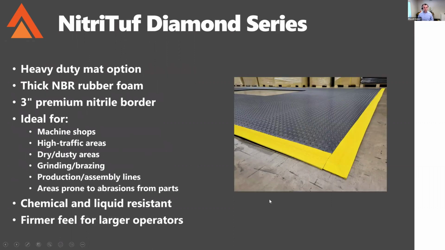Next up, the Nitrituf. So this is the diamond mat series. Great for heavy duty environments. It is a slightly thicker mat than the 101 series. It's 3/4 inch compared to the 5/8. It has the 3-inch premium nitrile borders applied as well that prevent the curling up. And this one is great for a lot of areas.